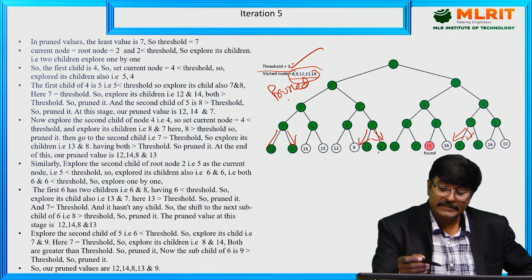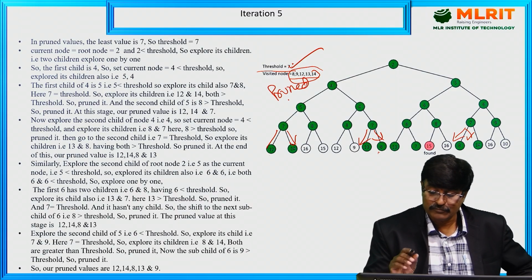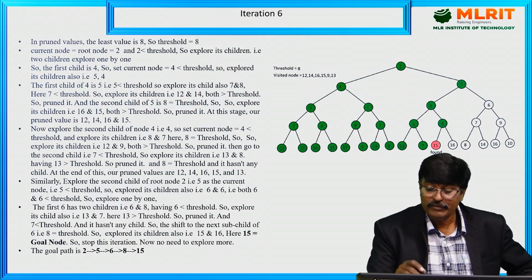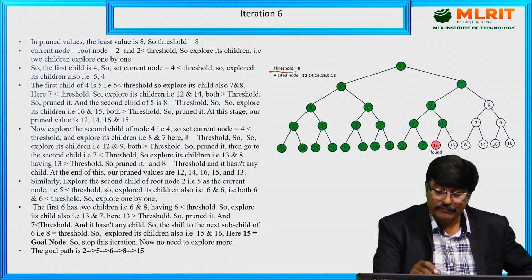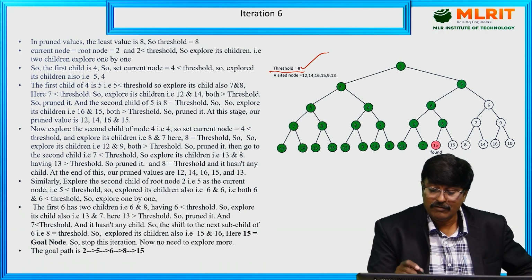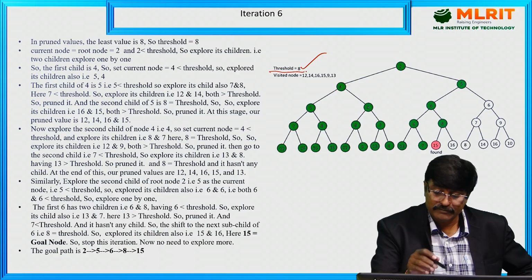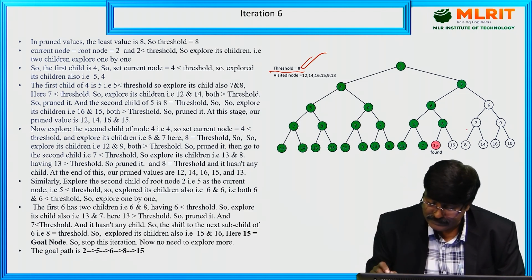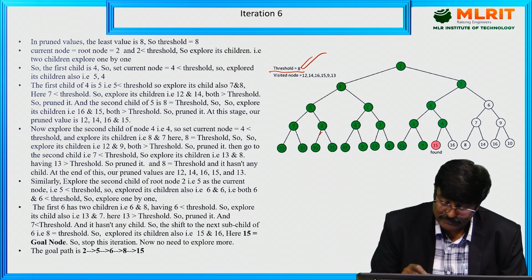Then in the next iteration, again redefine the threshold value based on the F score. See here, based on the F score, you define the new threshold value. Out of that previous pruned list, 8 is the least one, so you keep 8 as the threshold value now. Then wherever the start node is, you expand the child nodes one by one. When you expand, you check whether you have a goal node or not. This one is not a goal node.